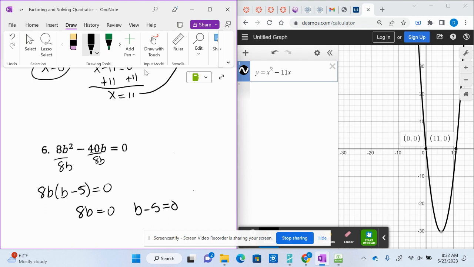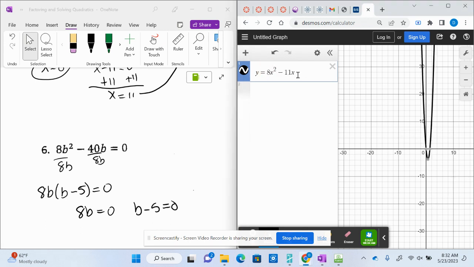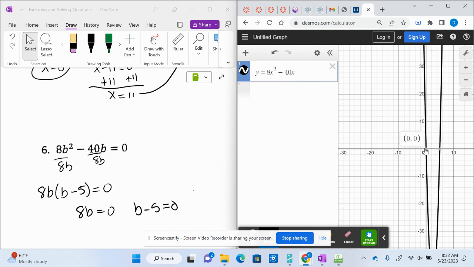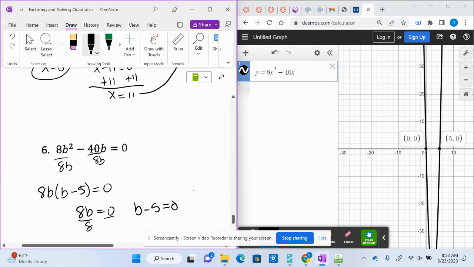Let's see what that turns into. I'm going to go back to the equation that I already have started, and I'm just going to put an 8 in front of that. 8x squared minus 40x. So it says that my roots are 0 and 5. Well, when I divide both sides by 8, I definitely get that b equals 0. And when I add 5 to both sides, I definitely get that b equals 5. So you can use Desmos or your calculator to solve.